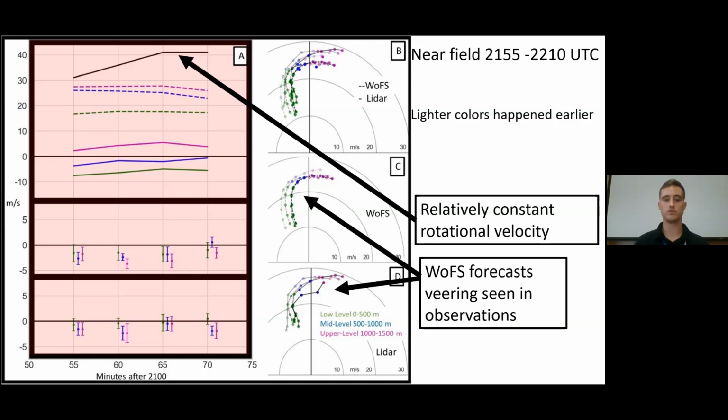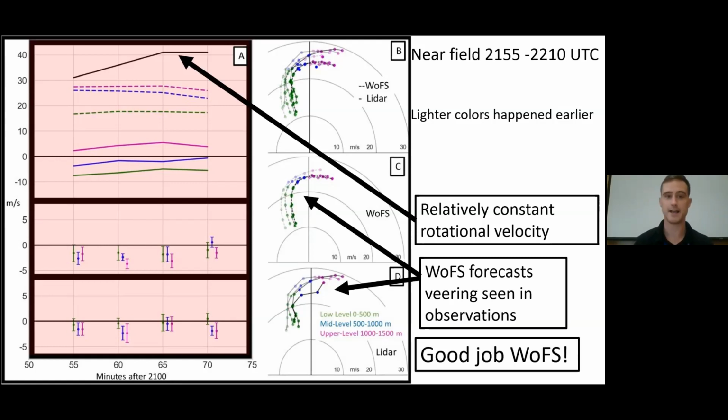And WoFS forecast veering of the winds here, which is a little peculiar based off of the previous observations, but let me make some sense. The storm is essentially moving from a western direction relative to the LiDAR to a more northward orientation. And so this is what's dragging those winds to rotate clockwise on the photograph. And we do see that in the observation. So good job, WoFS. This is an example of perhaps one of the more accurate forecasts that WoFS issued as far as the storm modification of the wind field.